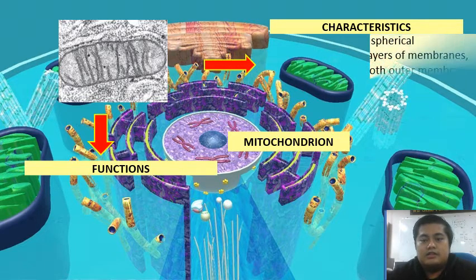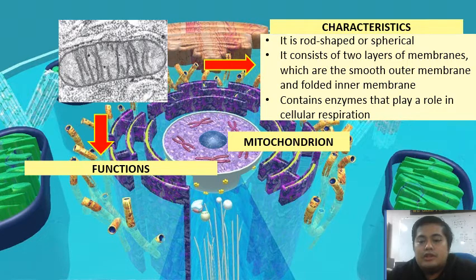So the characteristic. It is rod shaped or spherical. It consists of 2 layers of membrane. Dia terdiri daripada 2 lapisan, which is the smooth outer layer and the folded inner membrane. So kalau korang perasan dekat dalam gambar ni, okay, this is the mitochondria. So this is the first layer and this folded one is the second layer. It contains enzymes that play roles in cellular respiration.